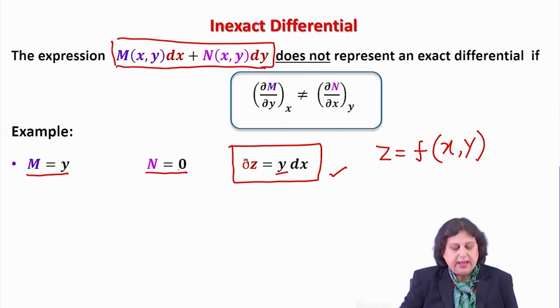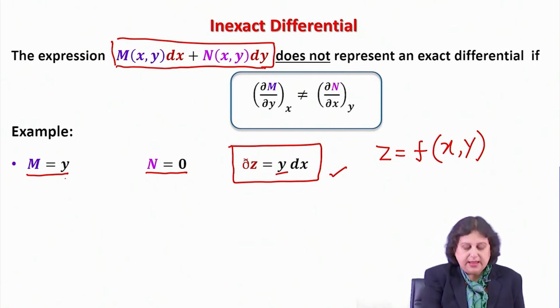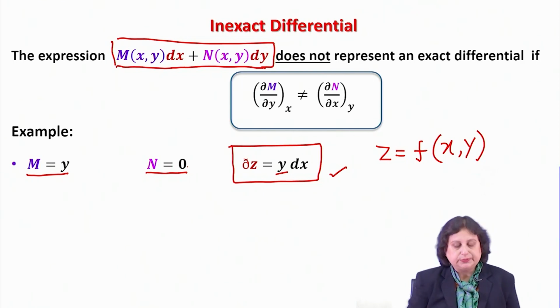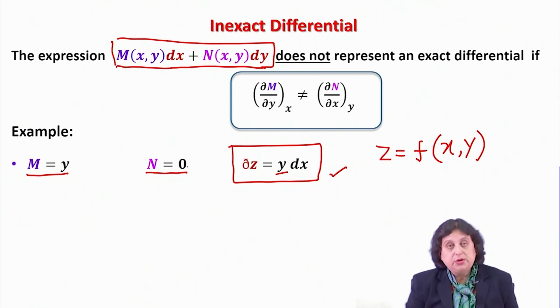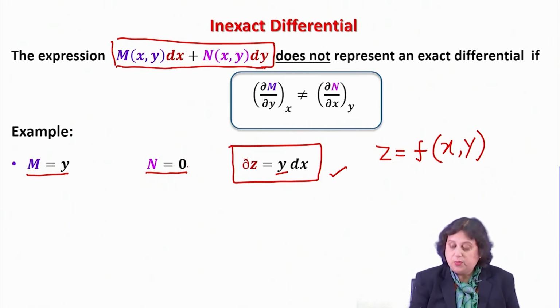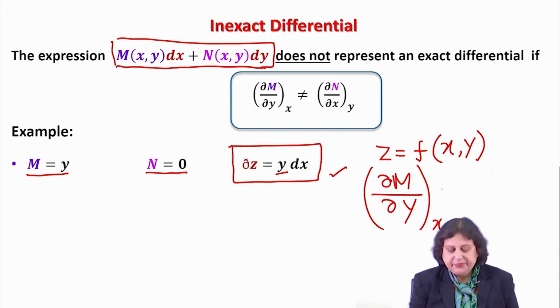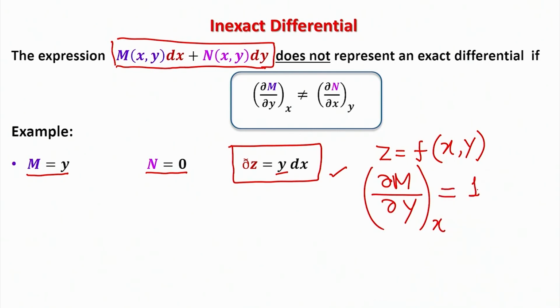Therefore, now I have m equal to y and n equal to 0. Do you think ∂m/∂y would be equal to ∂n/∂x under such condition? Obviously, what is ∂m/∂y? ∂m/∂y, keeping x constant, is equal to 1. And what is ∂n/∂x, keeping y constant? Obviously, this is equal to 0.